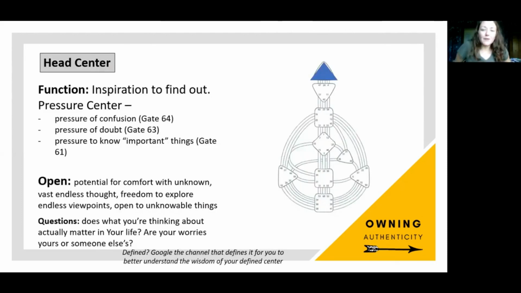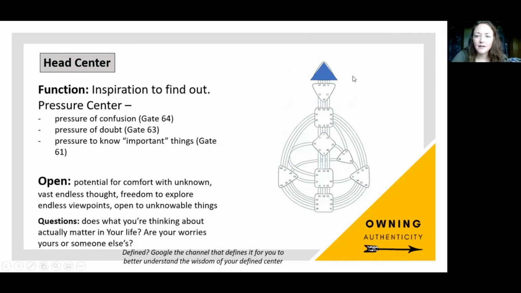Okay, so here we start with the head center, and we're just going to work our way down. On each of these slides, we'll talk about the function of that center and, if it's open, how to work through that. And then down at the very bottom, if you have the center defined, meaning it's colored in on your chart, Google the channel that defines it for you. And if there are multiple channels defined, then Google all of them.